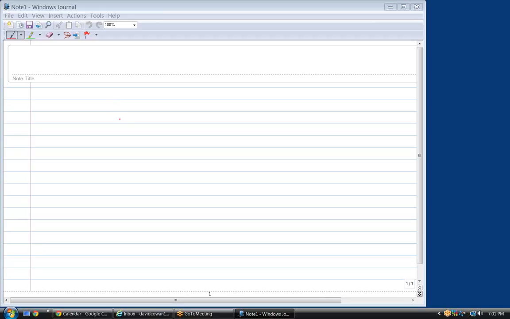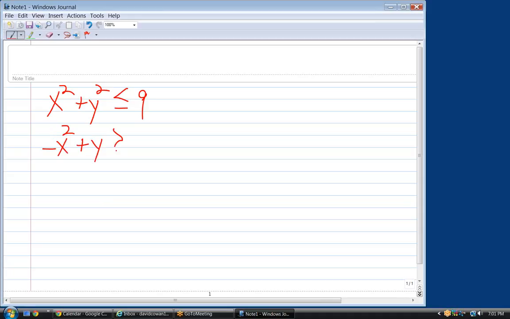Graph the solution to the system. x squared plus y squared is less than or equal to 9, and negative x squared plus y is greater than or equal to 0, and then negative x plus y is less than 2. All right, let's take them one at a time.